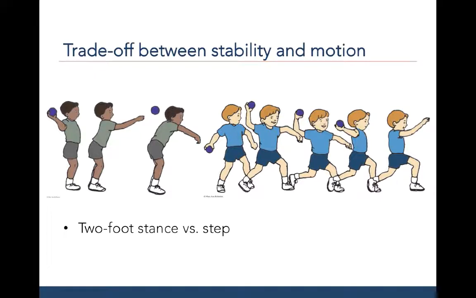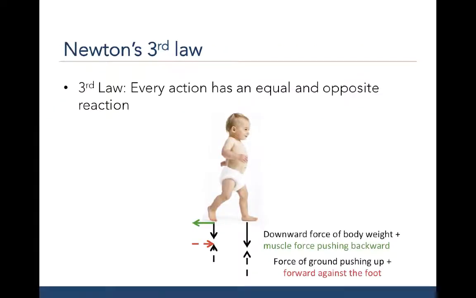Newton's third law states that every action has an equal and opposite reaction. For example, as the baby takes a step, he exerts a downward force due to his mass times the gravitational acceleration with the front foot. This is the large solid black arrow on the right. This force is counteracted by an equal and opposite force from the ground pushing up on the foot. This is also called a ground reaction force, and this is indicated by the large dashed arrows on the right.